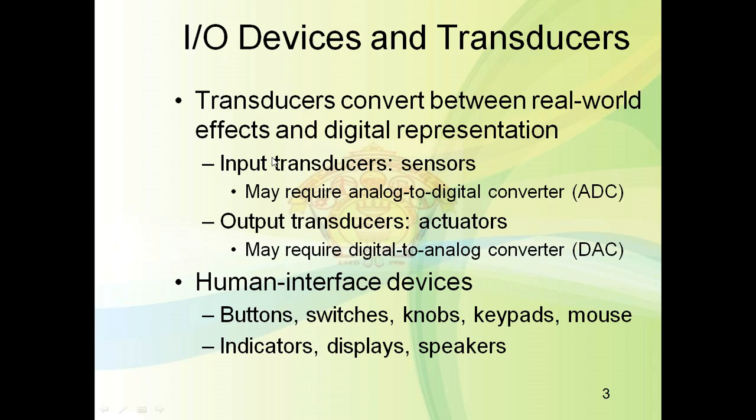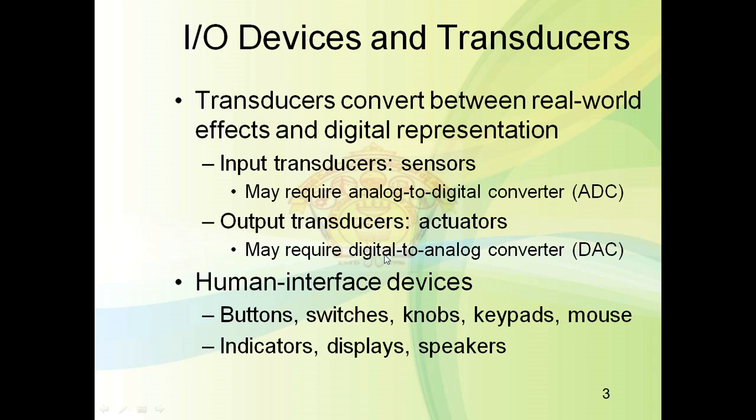Input transducers are the sensors, and sometimes they will require analog to digital converters. In case of output transducers, actuators, they will require digital to analog converters. While interfacing, humans can interface various devices. Input devices are buttons, switches, knobs, keypad, mouse, etc. And the output devices are LEDs, indicators, displays, speakers.